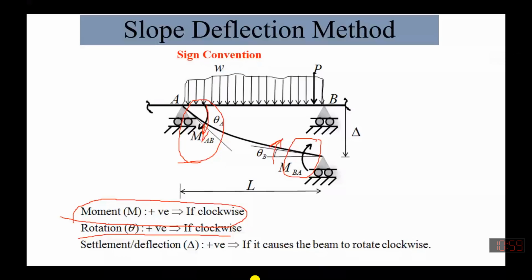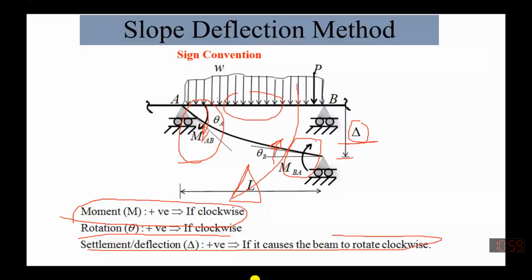Then the settlement which is happening over there is a relative settlement of point B to this point, but if it is rotating this element in clockwise direction, then again this settlement is positive. So this is our sign convention for this method we are going to follow.